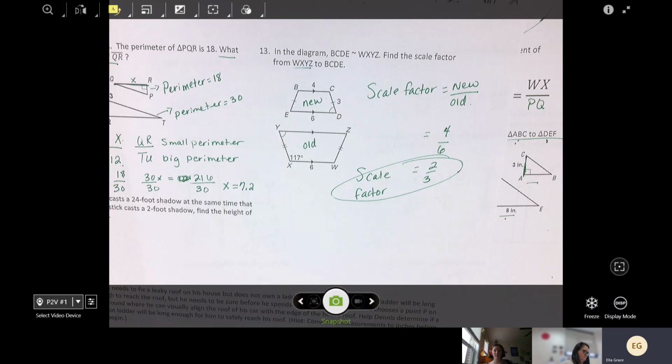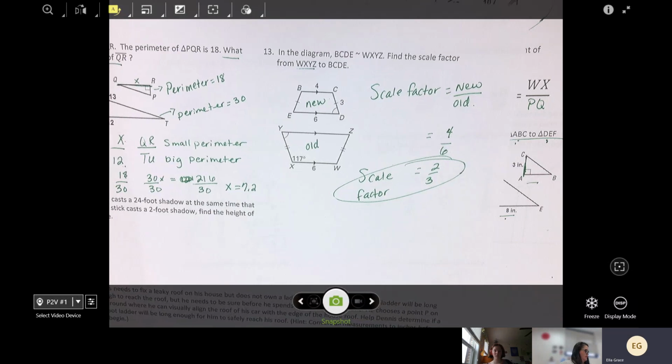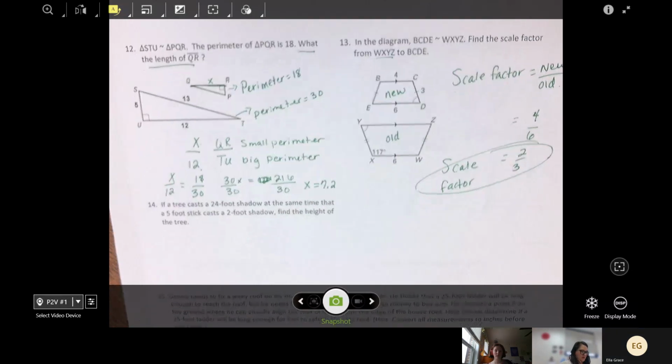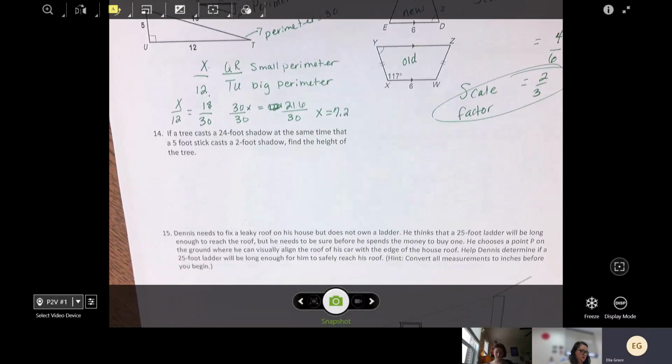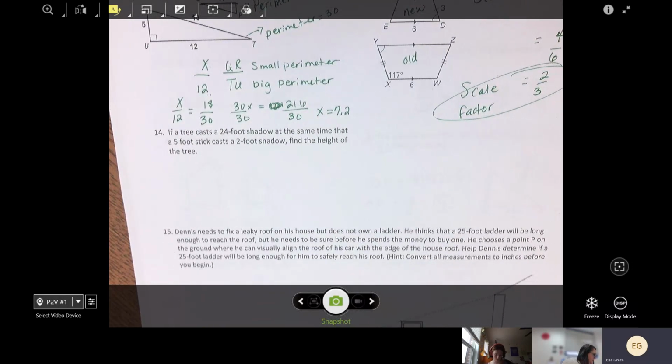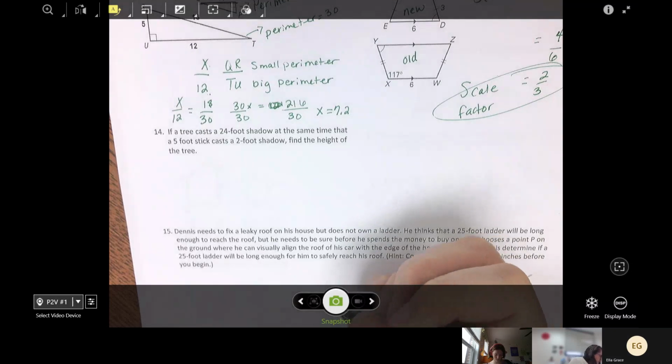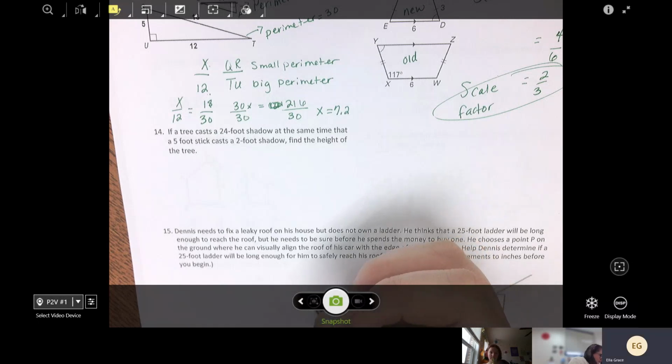Okay. Number 14. Guys, stop me if you have any questions. I'm just going to keep going though. Number 14 says, if a tree casts a 24-foot shadow at the same time that a 5-foot stick casts a 2-foot shadow, find the height of the tree.